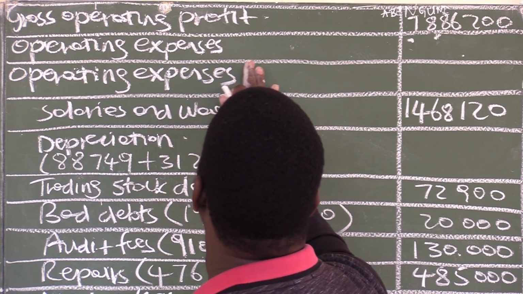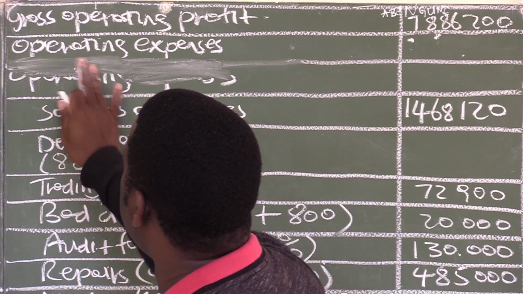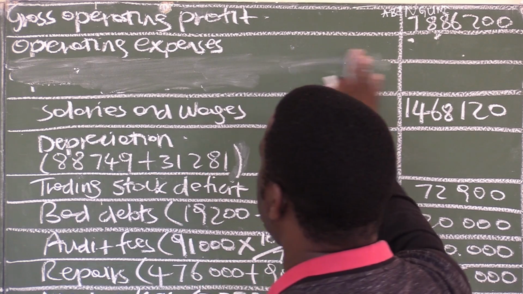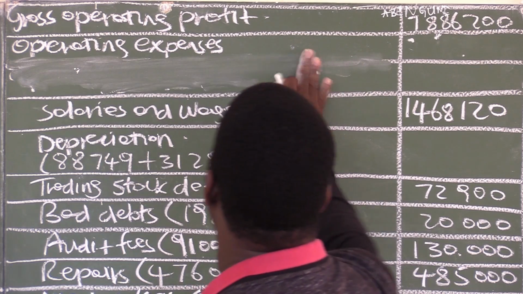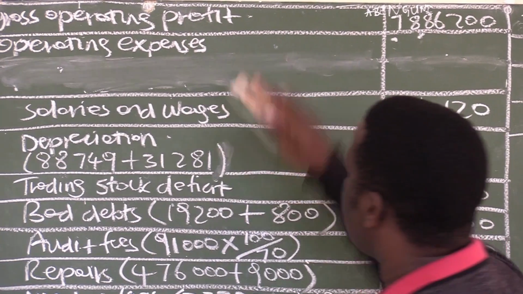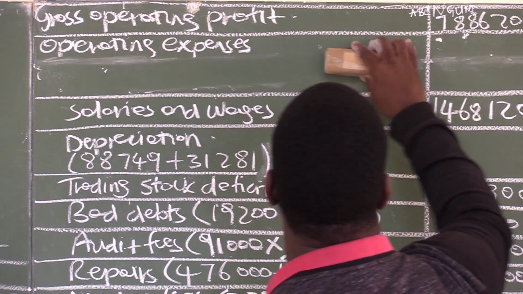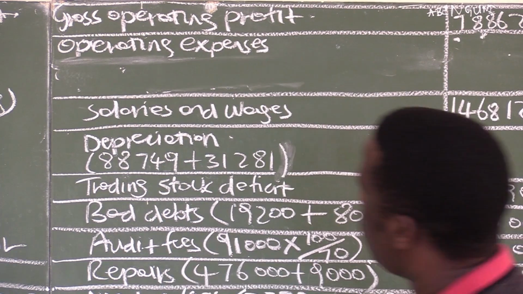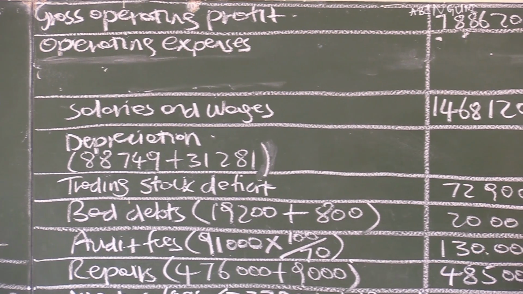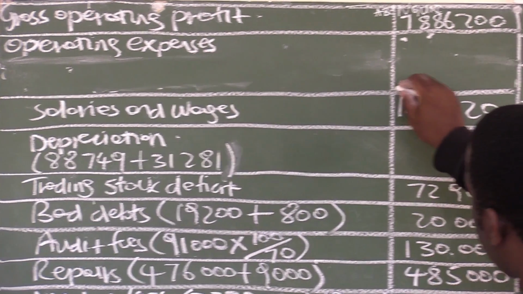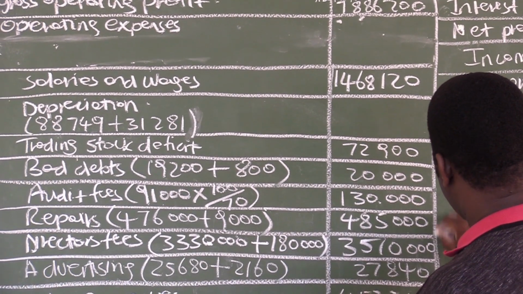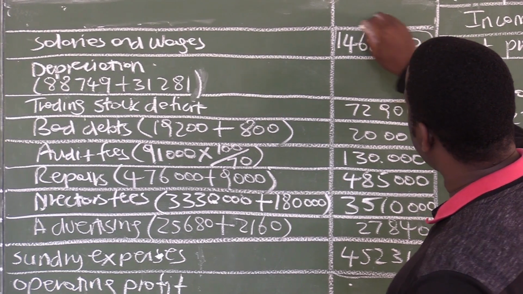Oh, I had two columns for operating expenses. Let me delete one column, because we just have one operating expense. We can't have two. So we have operating expenses. Right. Let's add all our operating expenses up to sundry expenses. These are all our operating expenses.